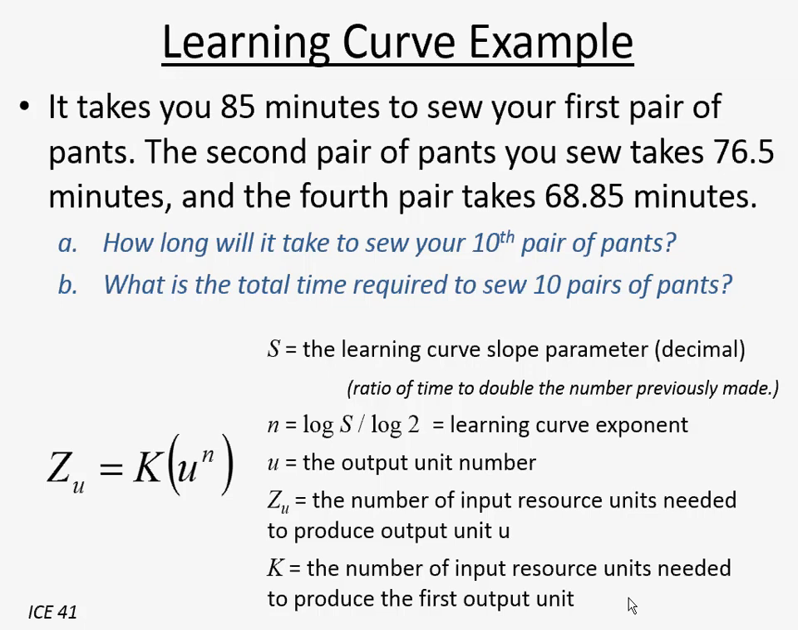Professor, how can you compare here the first and second pair and here the second and fourth, skipping the third pair? It's because we're doubling the number that have been created. It's because of that idea of the ratio of time to double the total number previously made. And so 1 to 2, you've doubled the amount that you've made. And then if you've finished 2, to have that same doubling, you have to go to 4. And so you're skipping right over 3.